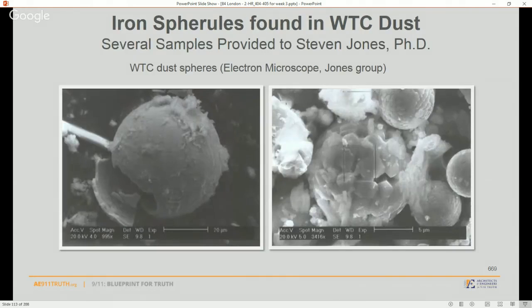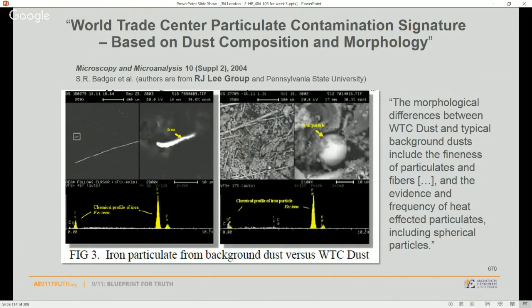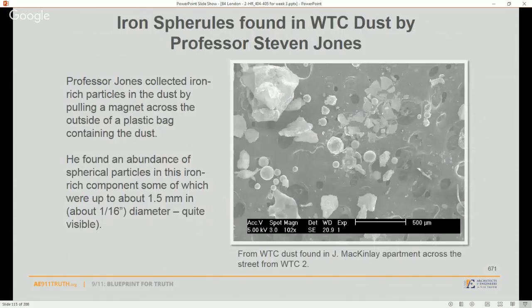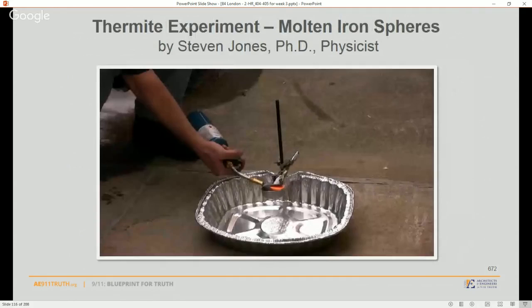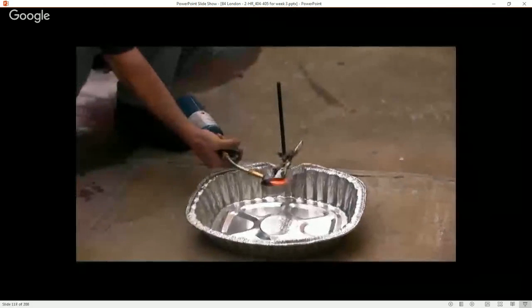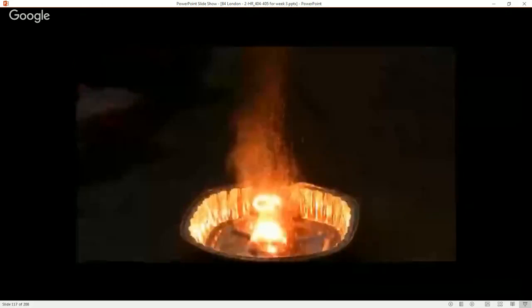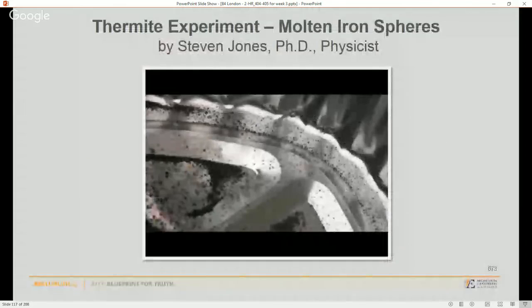Dr. Stephen Jones also documents this in his paper, Evidence of Extreme Heat. R.J. Lee documents it very, very carefully, but doesn't explain where these elemental iron microspheres came from. Well, here's how they're produced. This is thousands and thousands of molten iron droplets that cool and form these previously molten iron droplets in an experiment made by thermite.